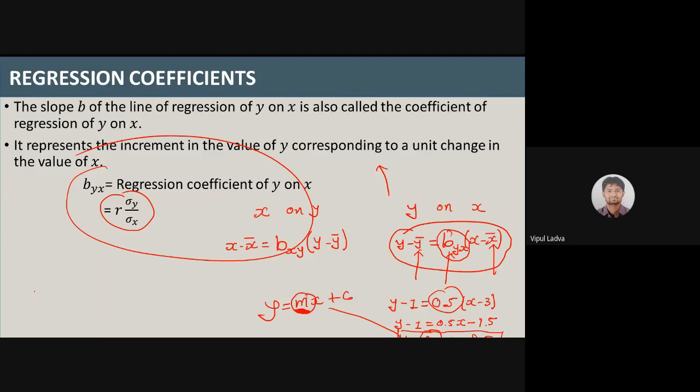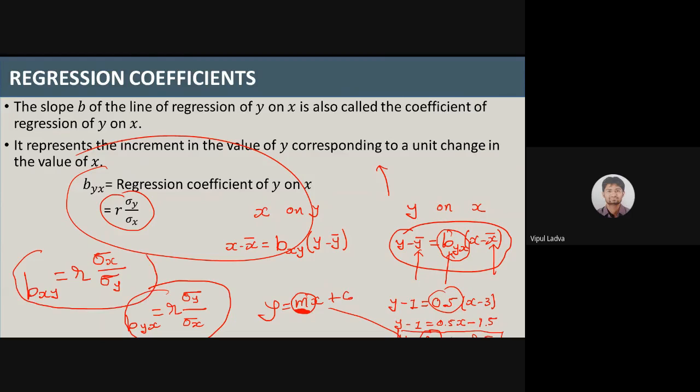And I wish all of you will note down this formula in your classwork. The regression coefficient bxy will have the formula r, standard deviation of x divided by standard deviation of y, and regression coefficient byx will have the formula r, standard deviation of y divided by standard deviation of x. Both these formulas are very, very important. One formula is for regression coefficient x on y, and this is regression coefficient y on x.